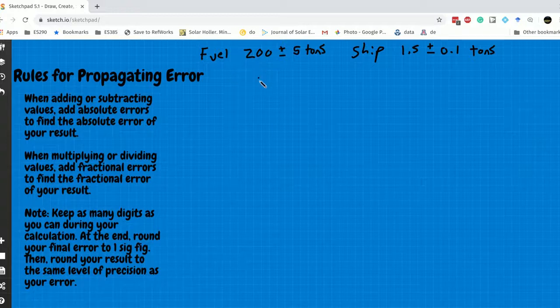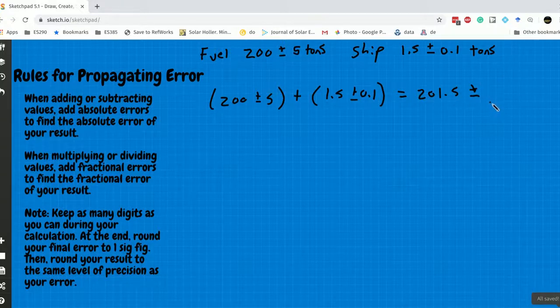All right. Now let's work through some calculations that mirror what we did in the last video. First, let's add the weight of the fuel to the weight of the empty ship to try to find the weight of the fueled ship at takeoff. We have 200 plus or minus 5 plus 1.5 plus or minus 0.1. And we can start by first adding our two weights together. So we have 201.5. And then we're going to have plus or minus some error that we still need to determine.